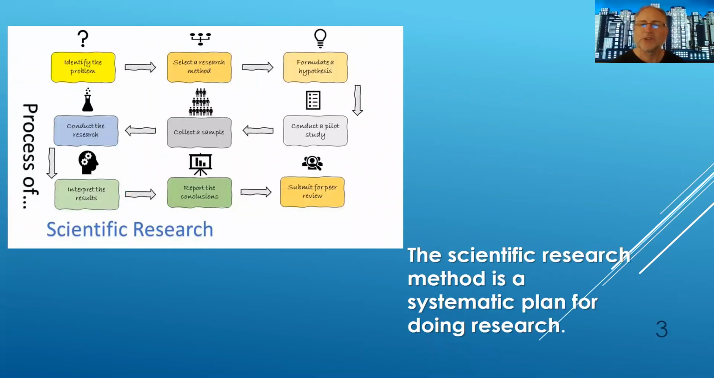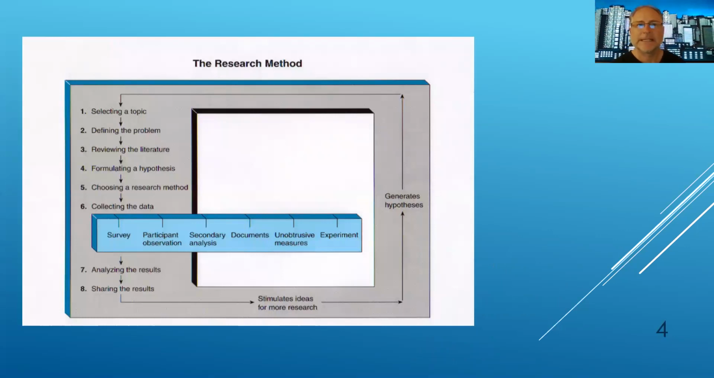The scientific research method is a systematic plan for doing research. There are several steps in conducting scientific research. And what we're going to do in this video is take a quick, brief look at the different steps that make up the research model. So let's start with step number one, selecting a topic. In the discipline of sociology, there are so many different topics that we could talk about in research, like suicide, homelessness, and poverty. So for our example, I'm going to pick poverty. That will be our topic.